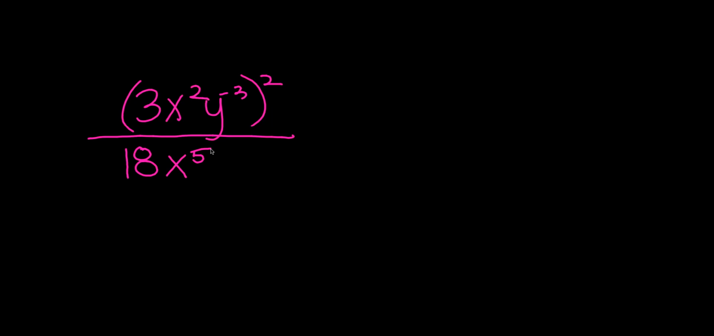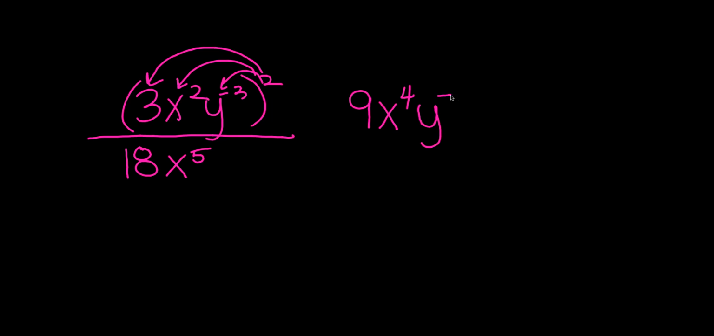Alrighty, so we're going to square this guy. 3 squared, 3 times 3 is 9. We're going to square this guy. X squared, that's a total of x to the 4th. And we're going to square this guy. So y to the negative third and y to the negative third is y to the negative 6th. And that's going to be over 18x to the 5th.